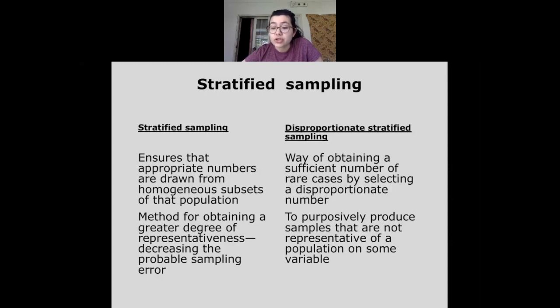But if we want to ensure that we have enough of a sample to compare Native Americans to white Americans or Black Americans, then we're going to purposely get an over-representative sample so we can make generalizations. And specifically, disproportionate stratified sampling is when you get an over-representation of a specific subpopulation because you are concerned about that specific population and want to make generalizations about it.